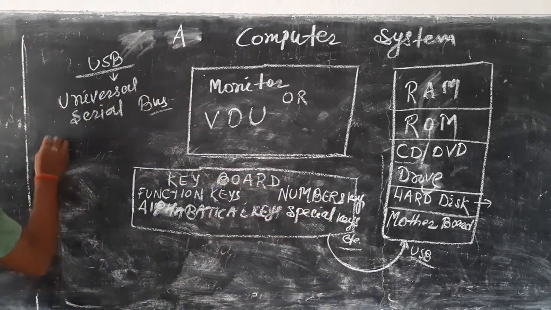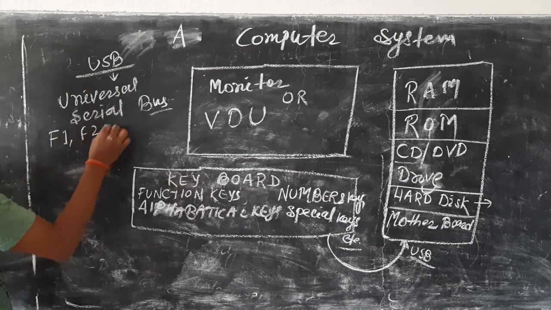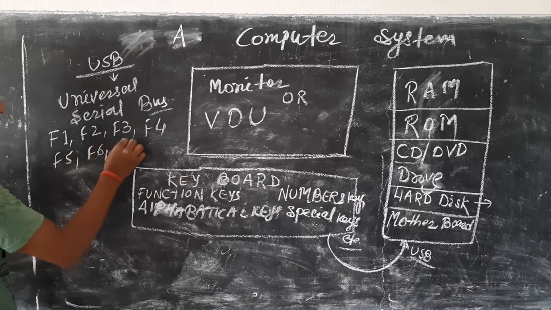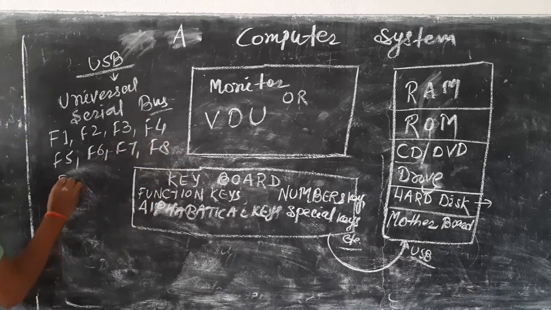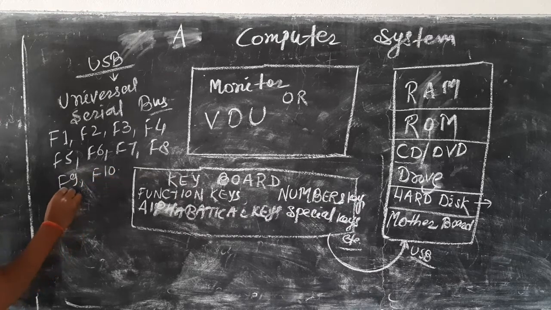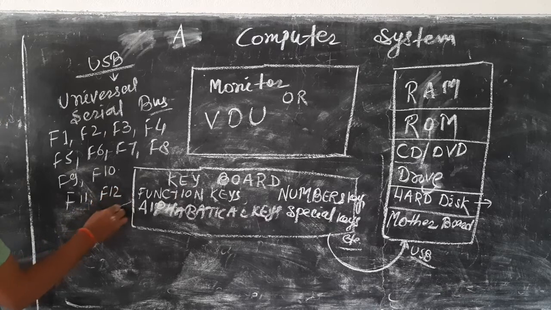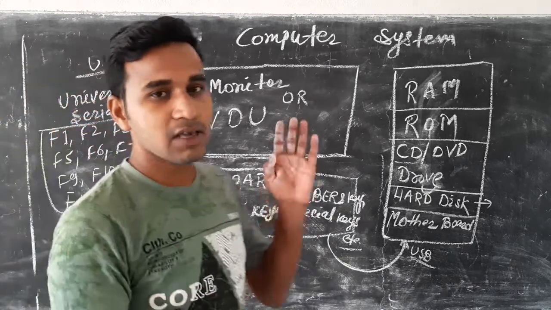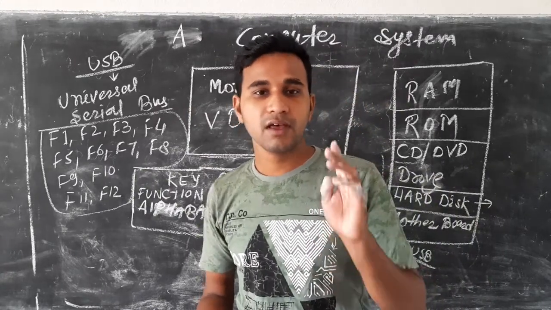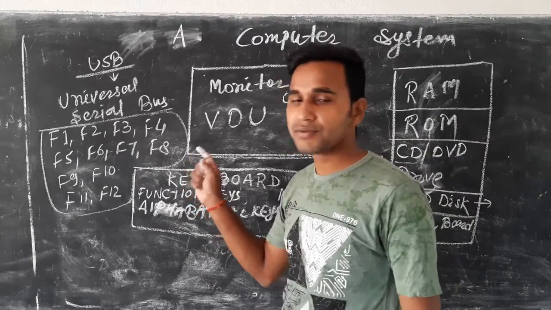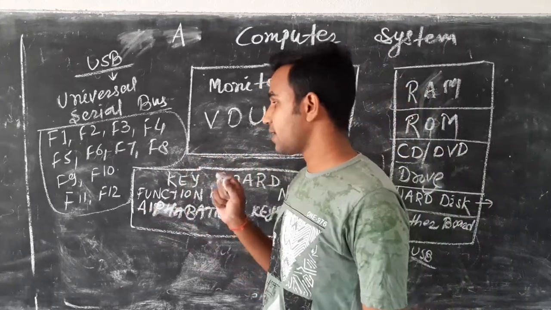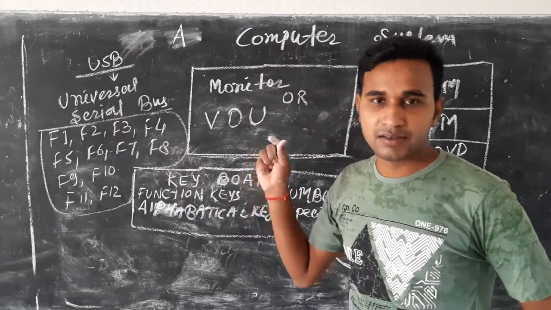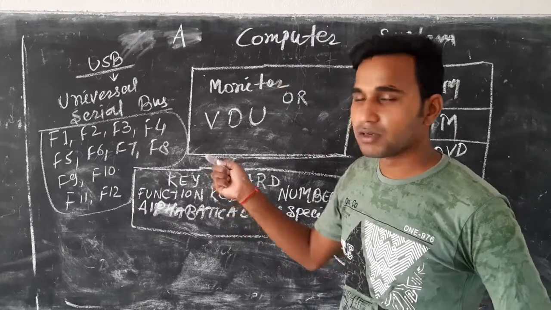Function keys are like this: F1, F2, F3, F4, F5, F6, F7, F8, F9, F10, F11 and F12. These are all the function keys. Function keys has 12 keys, and all keys are used in different locations and different places. All keys are useful.